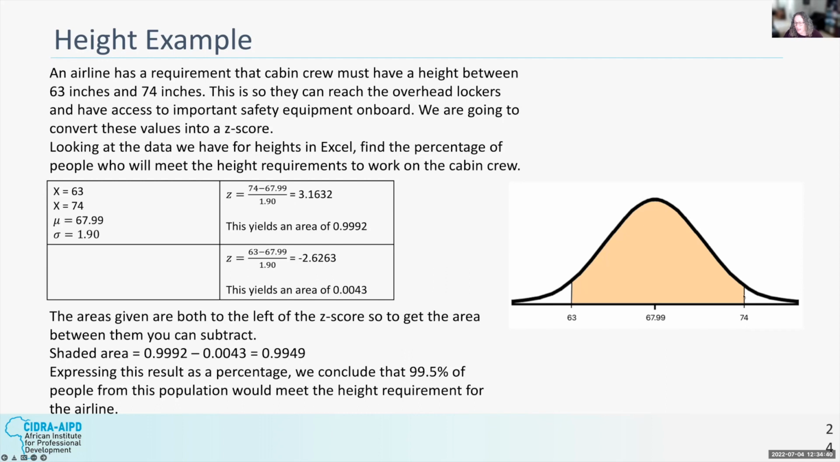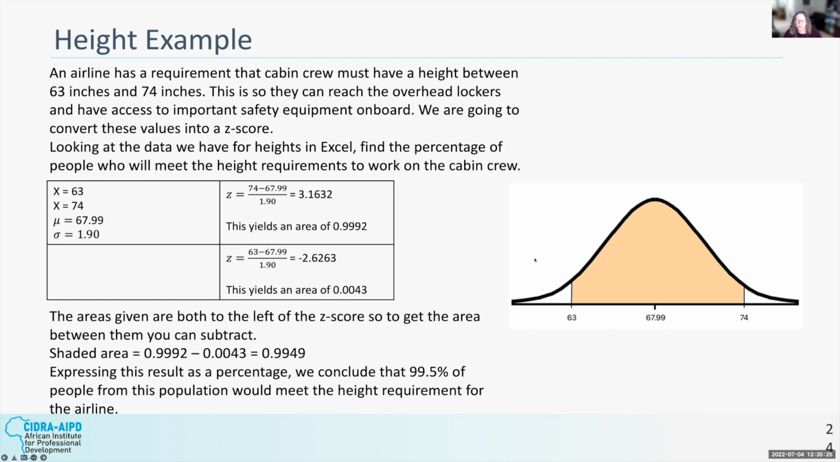And as you know, the area that we calculate will always be all of the area to the left of each of these values. And if you want to find between 63 and 74, the best way to do it is to calculate all of the area under the curve using the 74, and then all of the area under the curve using the value of 63, and then subtract this area under the 63 from all of the area that you calculated here.